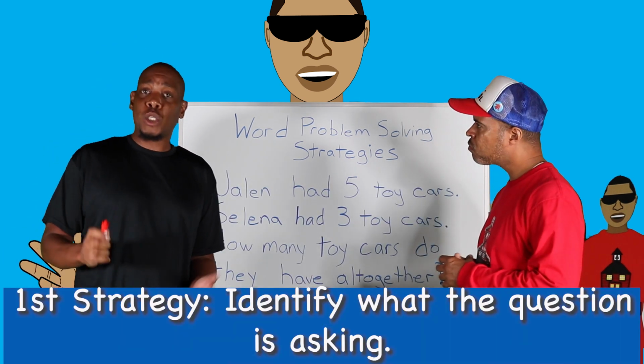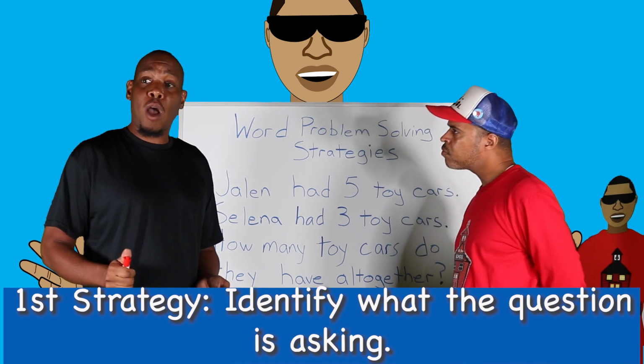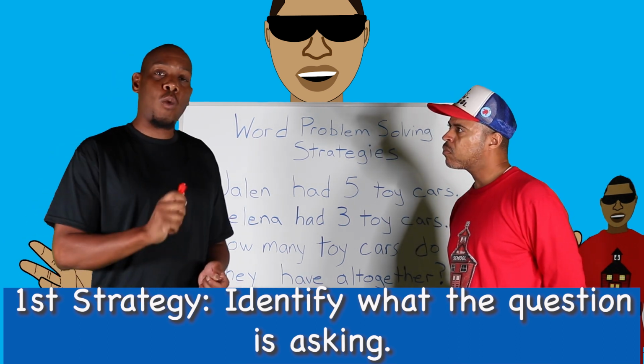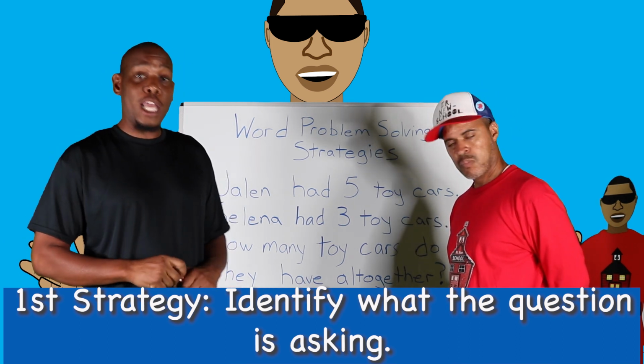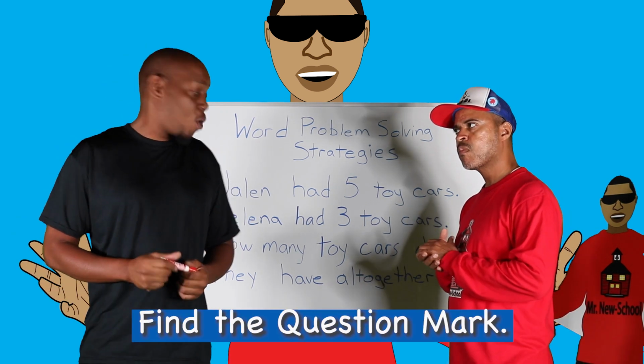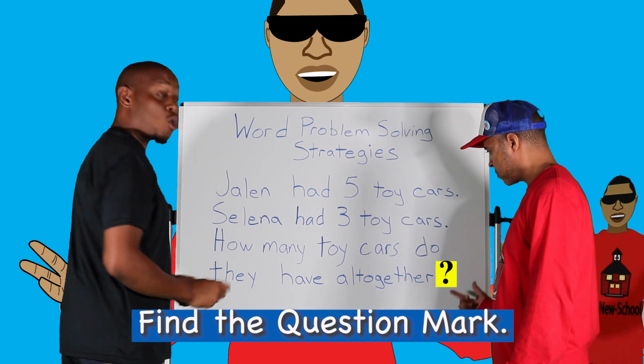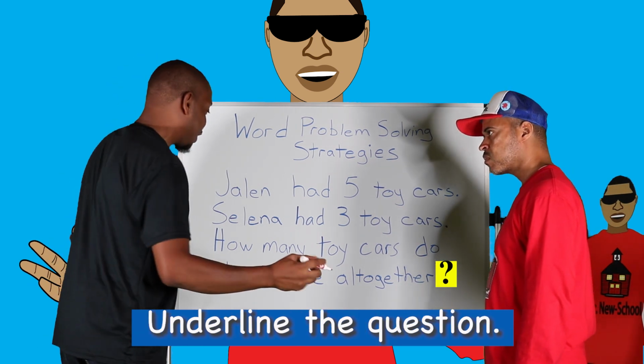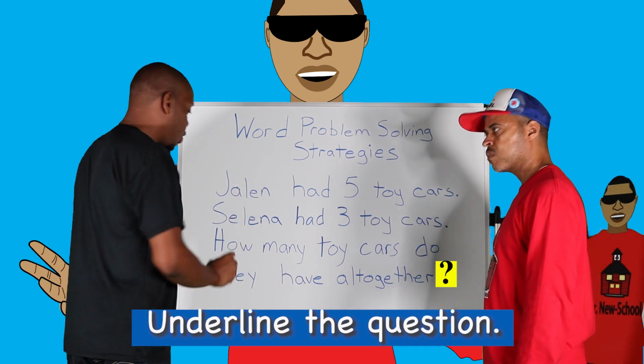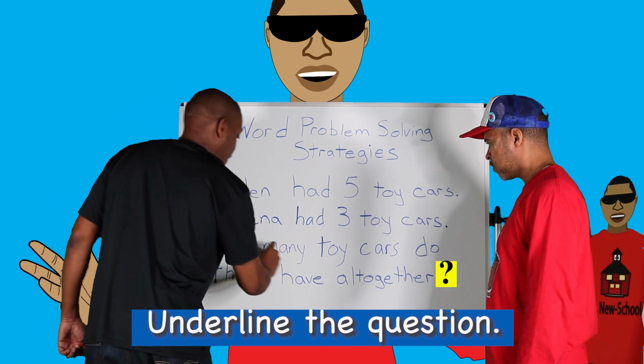The first strategy we want to use when solving a word problem is to identify what the question is asking. If you notice, you want to find the question mark. So here's our question mark. What we want to do is underline what the question is asking us: How many toy cars do they have altogether?